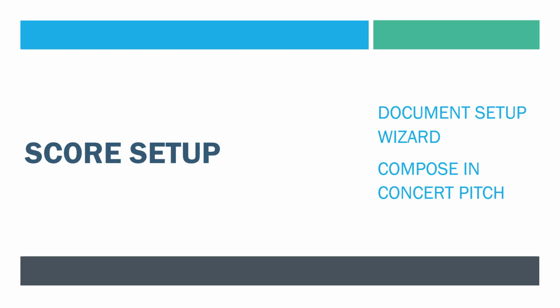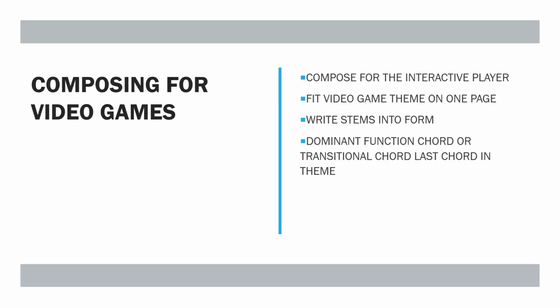First, we're going to start with the document setup wizard, setting up our score, and we're going to compose in concert pitch. There are a few things to remember when composing for video games. Compose for the interactive player, remembering that the player's action will trigger another theme. Fit the video game theme that you're writing on one page. Write your stems right into your form, and remember that a dominant function chord or some transitional chord will often be the last chord in your theme.